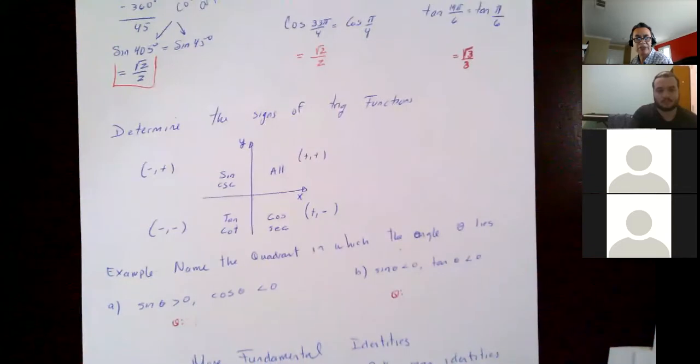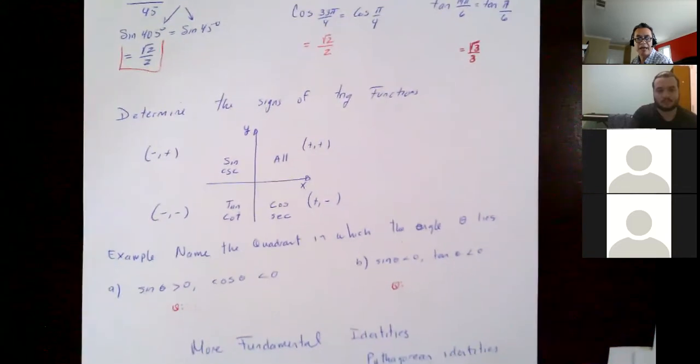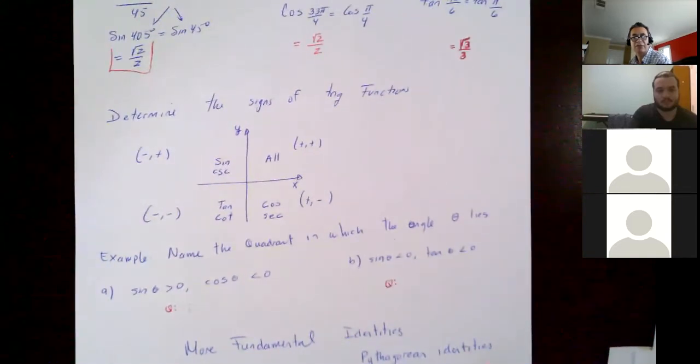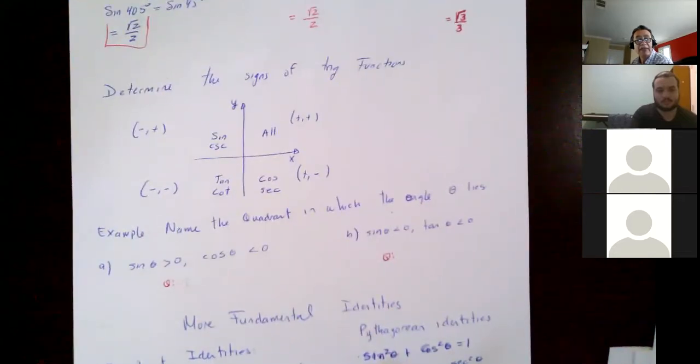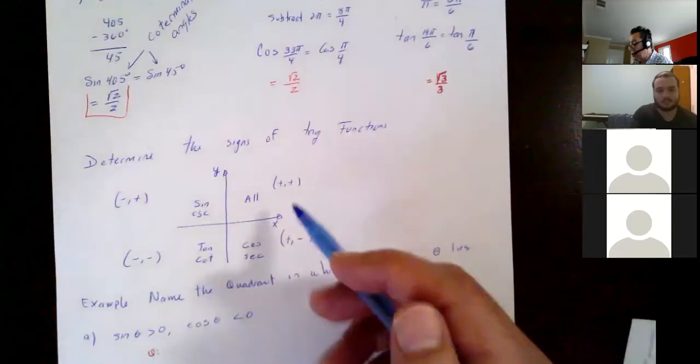So let's try these 2 exercises. Probably I gave you the answer for some, but let's give it a try again. It says name the quadrant in which the angle theta lies. All right. So for A, if sine is positive, notice another way, let me go back to this chart here.